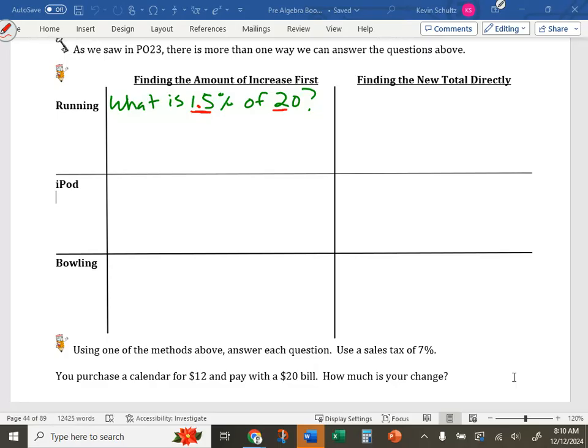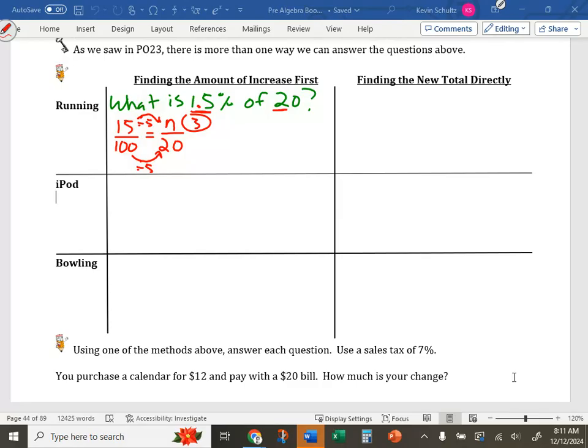Did anyone use the fraction method? If you use the fraction method, you're first converting this to a percentage, and then setting up a proportion. 15 over 100 is the same as what over 20. Now this one works out well because it's got a nice scale factor. We divide by 5 to get from 100 down to 20. Divide by 5 here, and 15 divided by 5 equals 3.